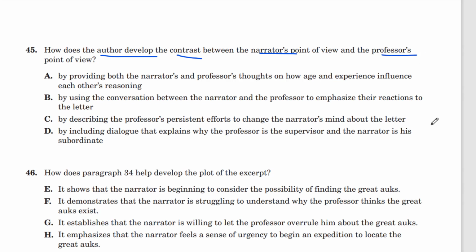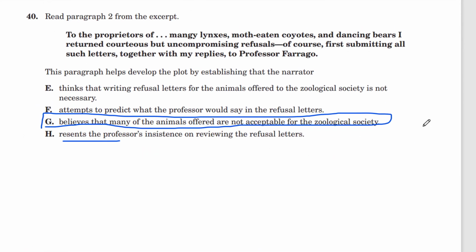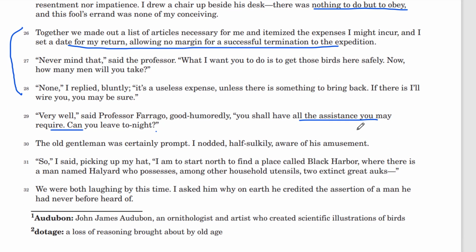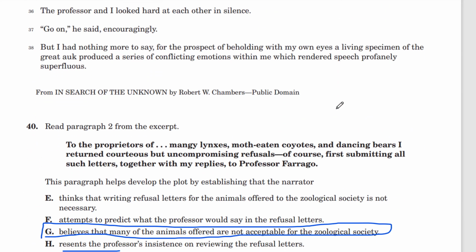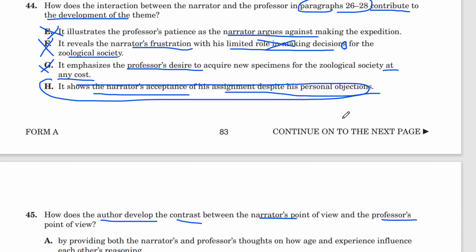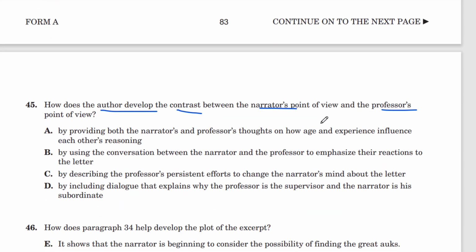Well, I think, again, going back to our reading, it's probably dialogue. The whole passage is basically written as a dialogue, a back and forth, where the narrator expresses his reticence to go look for the auks, that they can't possibly be correct, and the professor believes it. So I think it's going to be dialogue. Let's take a look at what the answer choices show.